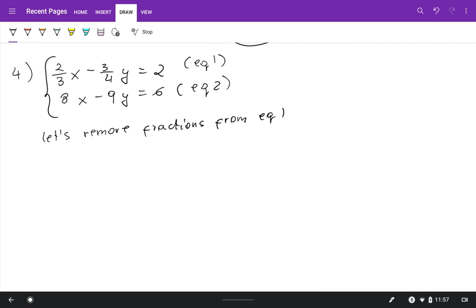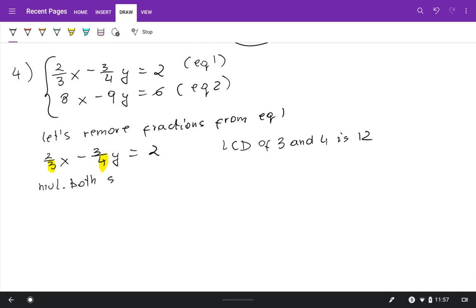Okay, so copy that equation 1, 2/3 x minus 3/4y equal 2. Find the least common denominator or the least common divisor of the numbers which you see on the bottom, which is 3 and 4. So the number which can divide 3 and 4 will be 12. So to avoid having fractions, what you're going to do, multiply both sides by 12.